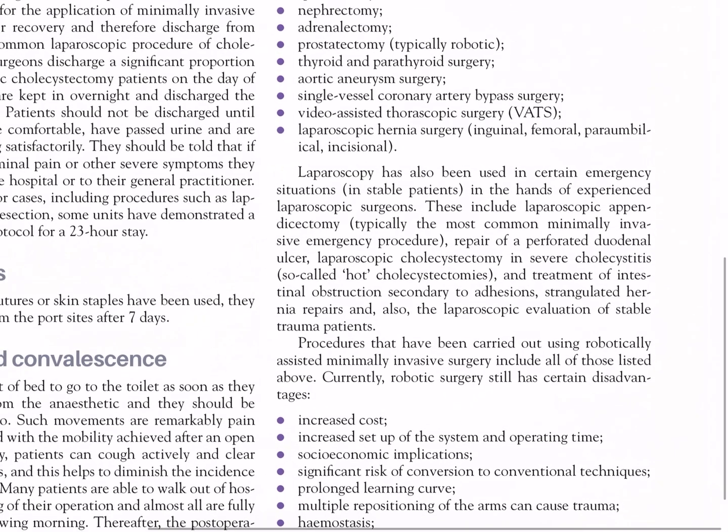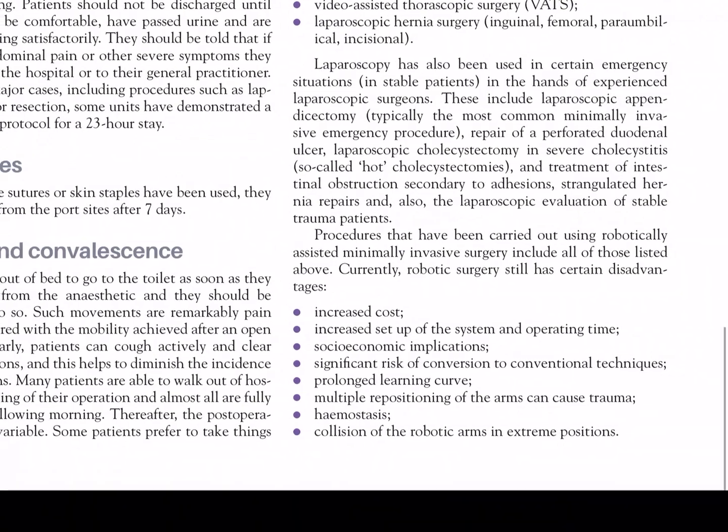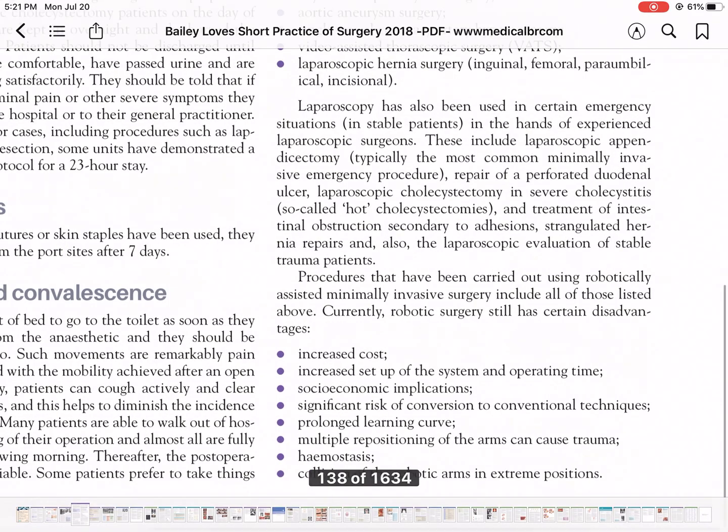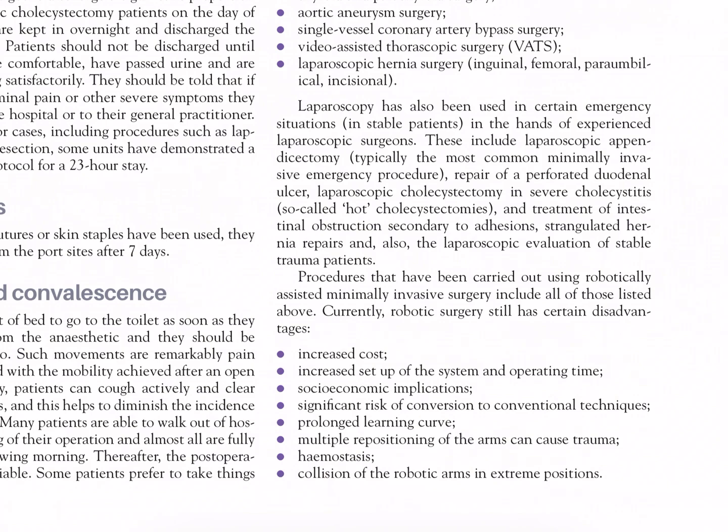Laparoscopy has also been used in certain emergency situations in stable patients in the hands of experienced laparoscopic surgeons. These include laparoscopic appendicectomy, typically the most common minimally invasive emergency procedure, repair of a perforated duodenal ulcer, laparoscopic cholecystectomy in severe cholecystitis, so-called hot cholecystectomy, treatment of intestinal obstruction secondary to adhesions, strangulated hernia repairs, and also the laparoscopic evaluation of stable trauma patients. Procedures that have been carried out using robotically assisted minimally invasive surgery include all of those listed above.